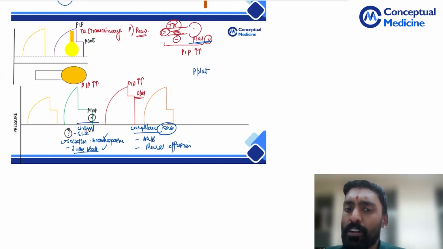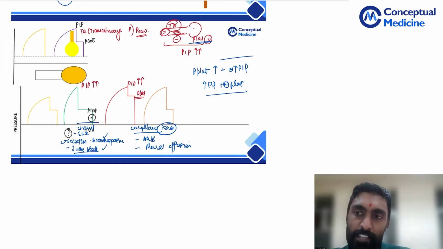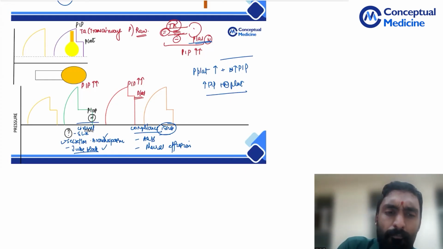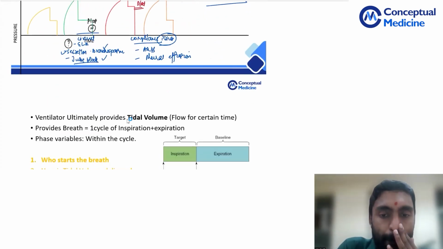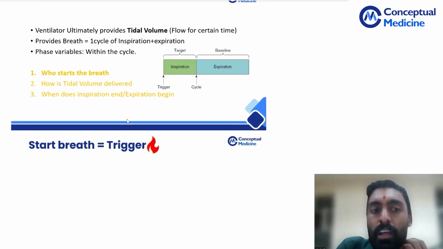And you can also do it on a ventilator. Increased plateau plus increased PIP, or increased PIP plus normal plateau. These two instances they may commonly ask in your entrance exam. Expected questions. And it is simple to understand as well. Once you have understood this, we'll go to the next component.